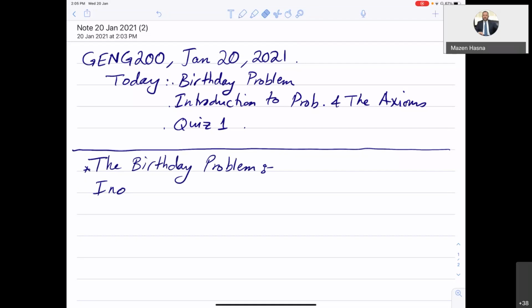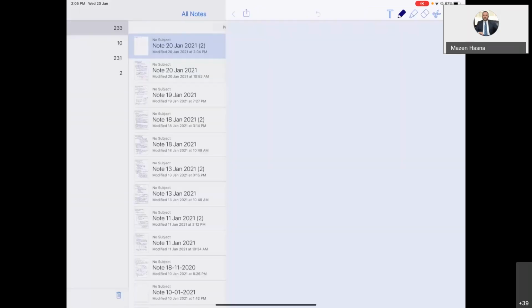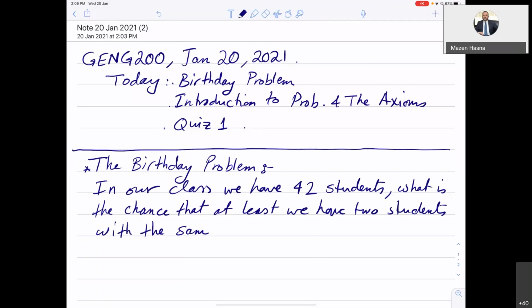And the problem is: in our class, I think we have 42 students, and we want to find what is the chance that at least 2 students have the same birth date. So this is the problem that we want to solve.